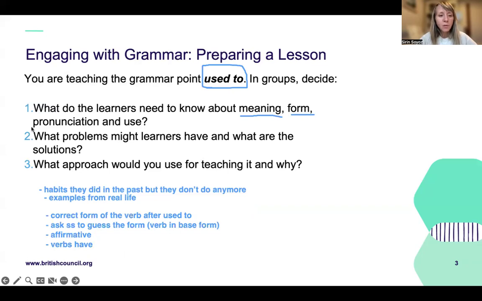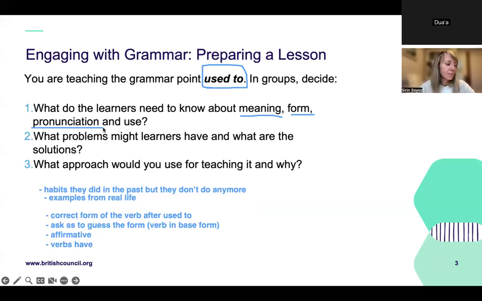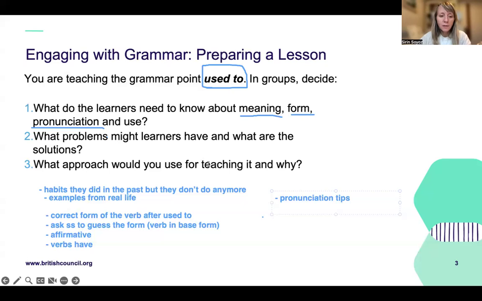What about pronunciation? What would you highlight about the pronunciation of used to? Yes, Dua? Yes, in used to, we don't pronounce it like use, Z. We pronounce it like used to. And the D is dropped. So used to. Yes, and I can show them how we write it. Okay, tips. And then finally, about the use, also we mentioned that examples from real life, so many ways we practice.